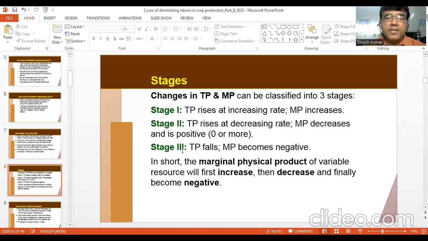Please do remember that the first phase or stage, you can call it stage or phase. Many economists call it phase and many call it stage, so it does not matter much. So you can see in the first phase or stage, it increases. In the second, it decreases. And finally, in the third phase, it becomes negative.